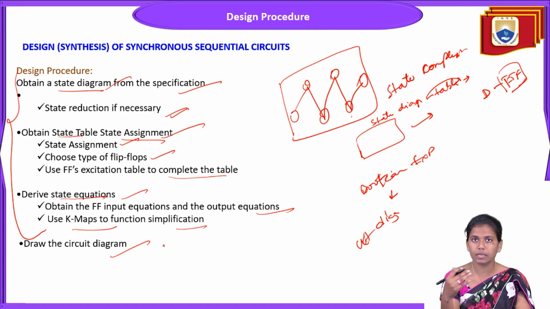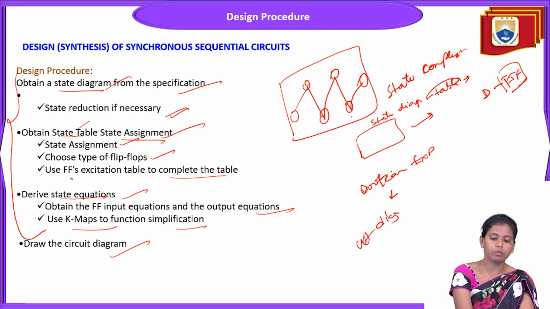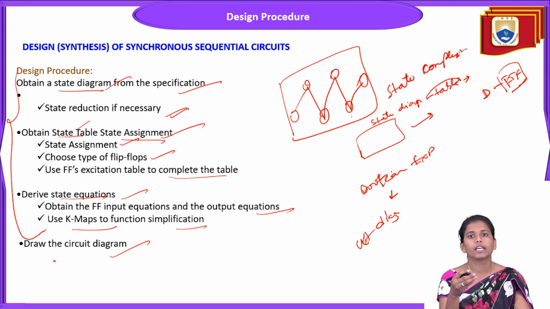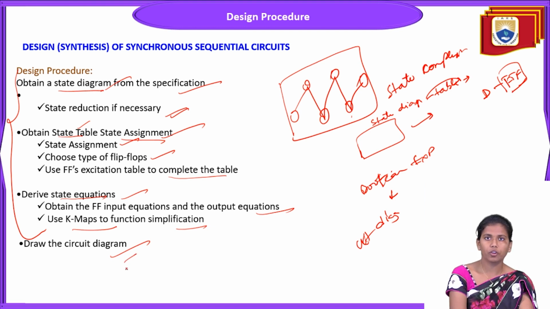The state equations are obtained with the help of the Karnaugh maps, the simplification of the K maps. So these K maps are drawn based on the state table. Based on the state table, K maps are drawn, and from the K maps we can easily obtain the Boolean expressions, the state equations, and from the state equations we can easily draw the circuit diagram. So this is the design procedure or the synthesis of the synchronous sequential machine.